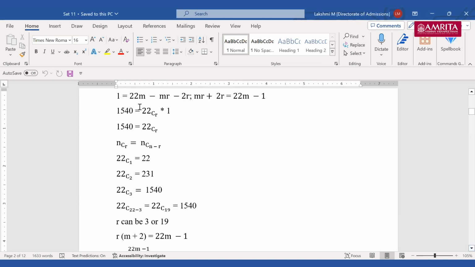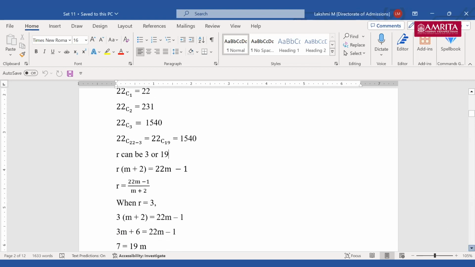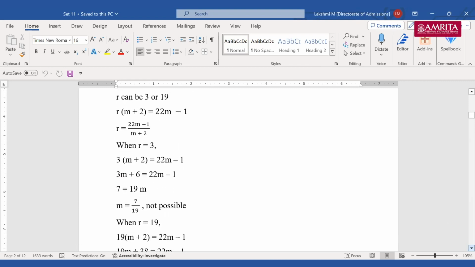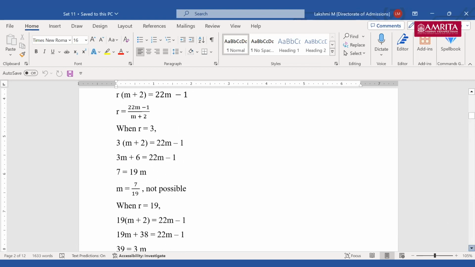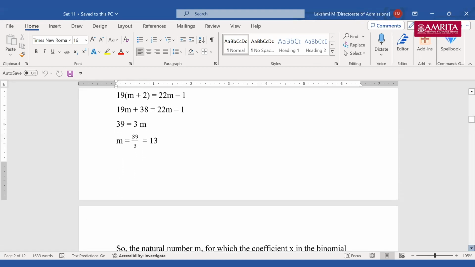So when I've substituted it for 1, this is equal to 22 CR. So I've just found out the values of R. There are two values which I got, 3 and 19. I've substituted for both of them, and I just analyzed which is actually satisfying the condition or the criteria that's given in the question.